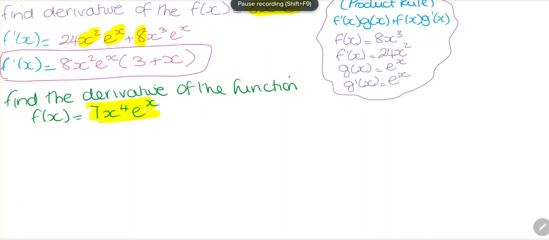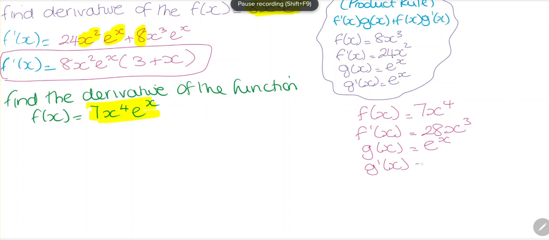Okay, so let's just write down our terms. So f of x, this is 7x to the 4. If we take the derivative, 4 times 7, 28, 4 minus 1, so that's going to be 28x cubed. So g of x, this is going to be e to the x. And if we take the derivative, this is still going to be e to the x.